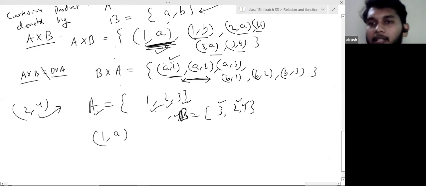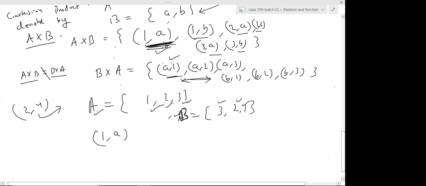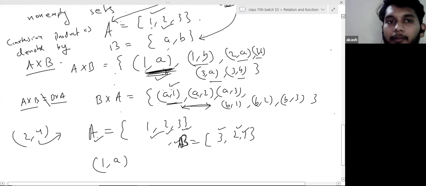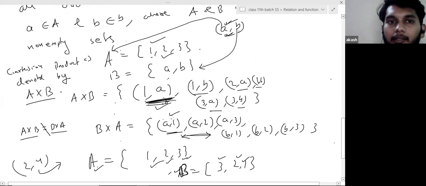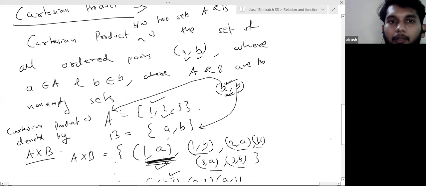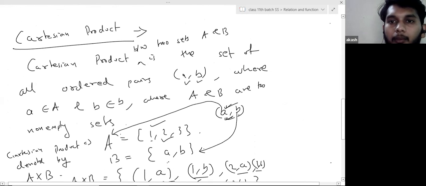This is clear. What is Cartesian product? Fahad, Arnav, is this clear? Yes, sir. All right, this is very important. Cartesian product is one of the most important topics. So note it down. Tell me when you are done.